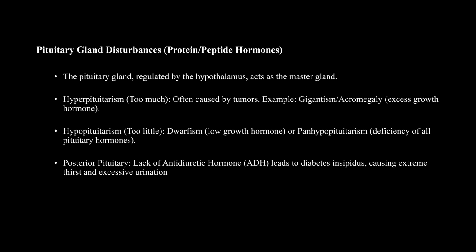Hyperpituitarism is often caused by tumors or carcinoma, with excess hormone. Hypopituitarism involves low growth hormone. Hypopituitarism is a deficiency of pituitary hormone. The posterior pituitary gland releases hormones, and the anterior pituitary releases ACTH.